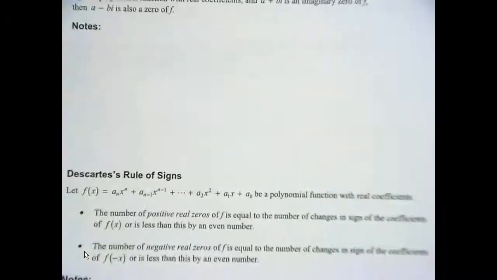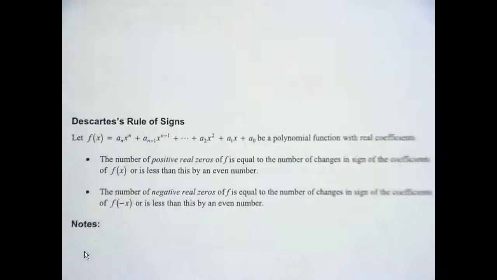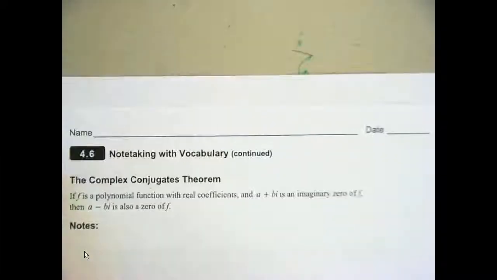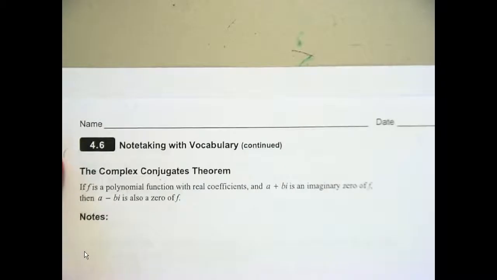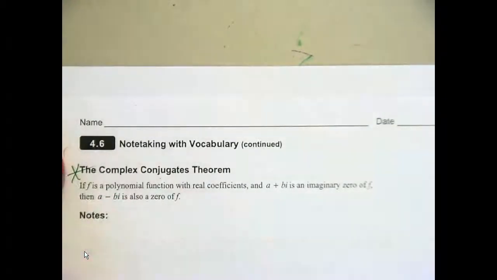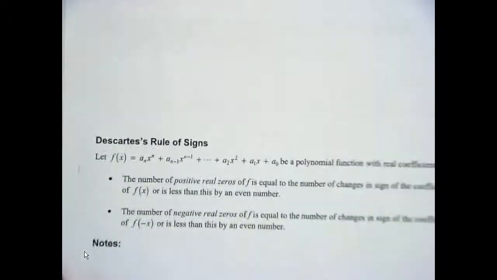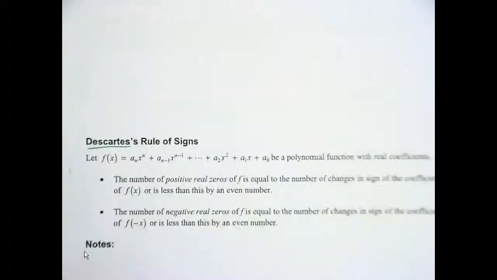Skipped yesterday in the lesson was we didn't talk about Descartes' rule of signs. We also didn't talk about the complex conjugates theorem that we just covered. All right? But now we've talked about that. All right? And conjugate sounds cool. So does Descartes. Okay, the math dude. All right? Yes.